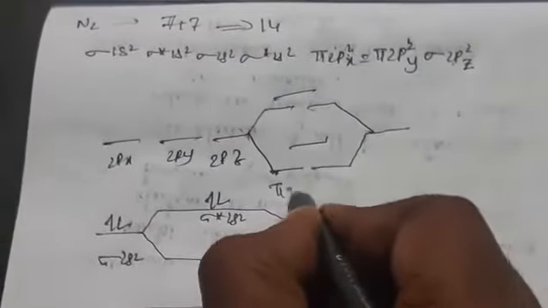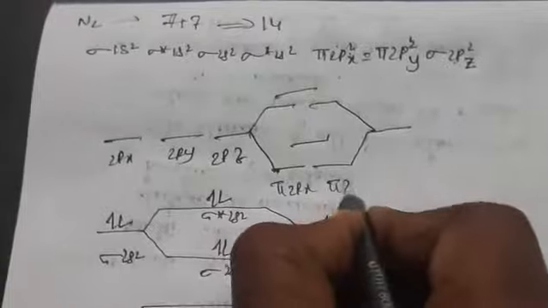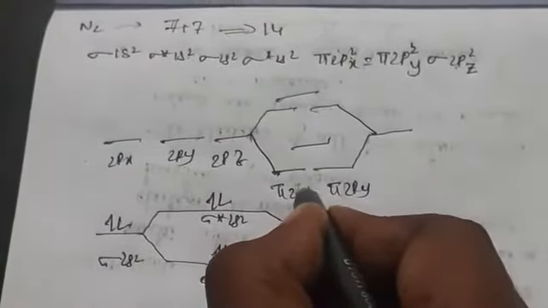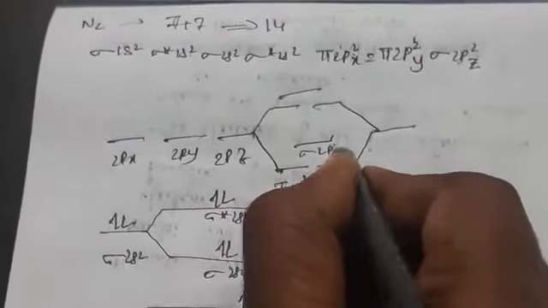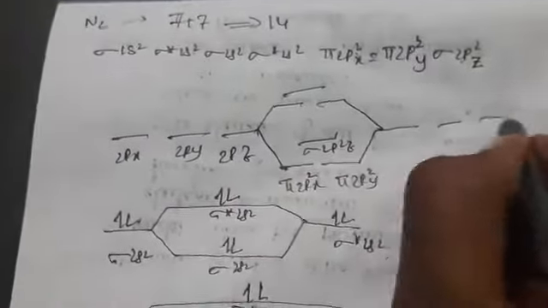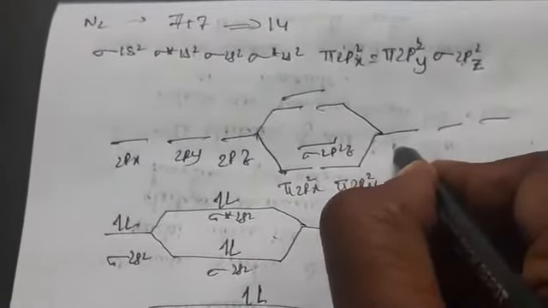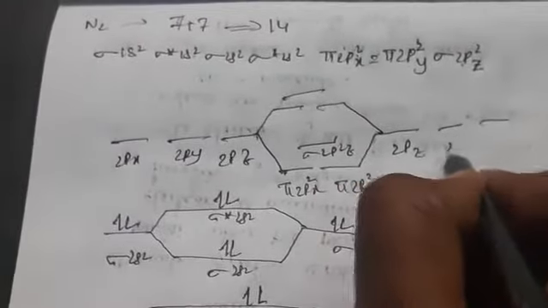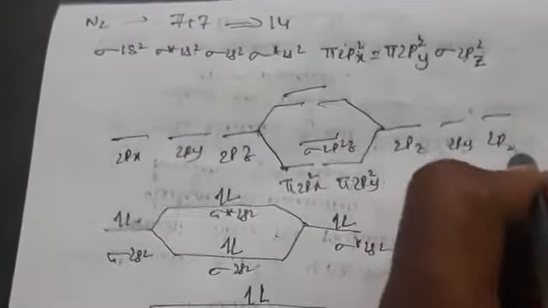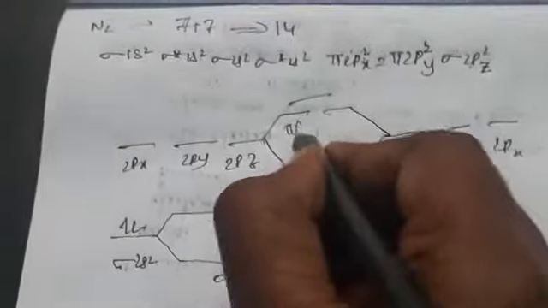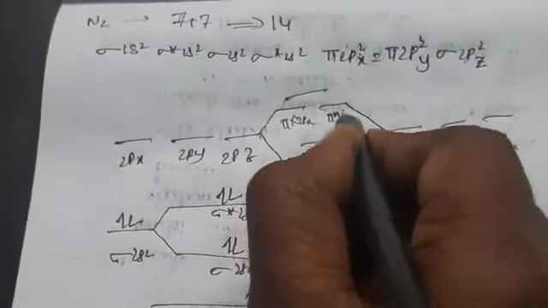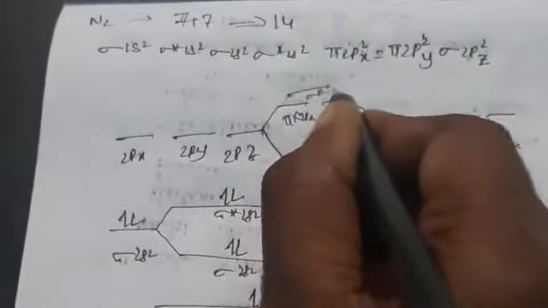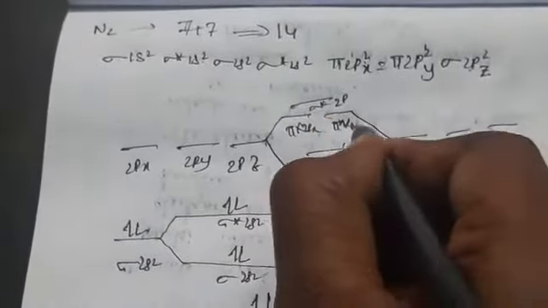So like this you are going to have, means what here? Pi 2px, pi 2py, pi 2p2x, pi 2p2y, sigma 2p2z. Here also again 2pz, 2py, 2px. So these are antibonding electrons. So here you are having pi star 2px, pi star 2pz, sigma star 2pz.